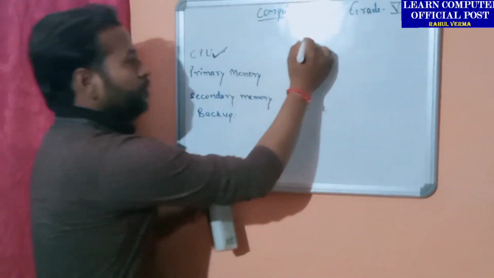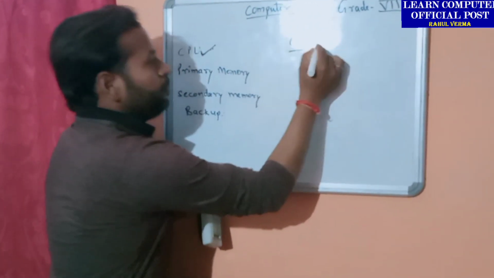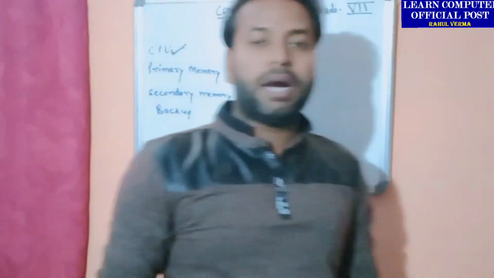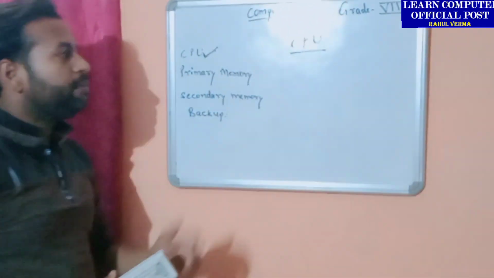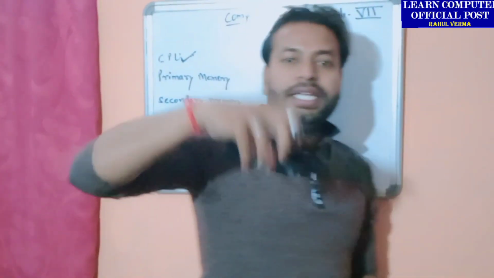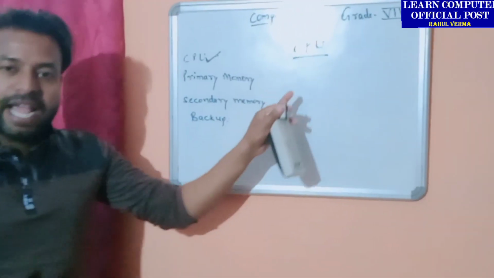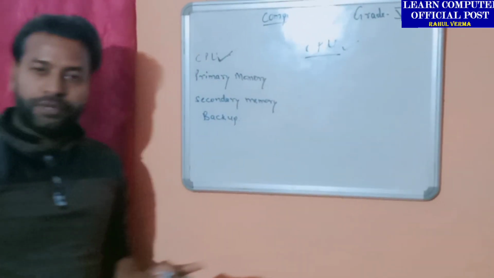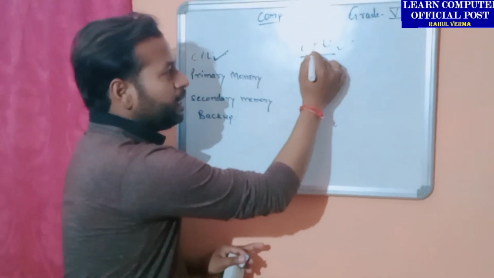So what is CPU? As we know, CPU stands for Central Processing Unit, and it is a very important part of a computer. Why is it an important part of the computer? Because without CPU, no type of instruction can be given or any type of command can be processed, because everything is controlled by the CPU. Clear? CPU stands for Central Processing Unit.